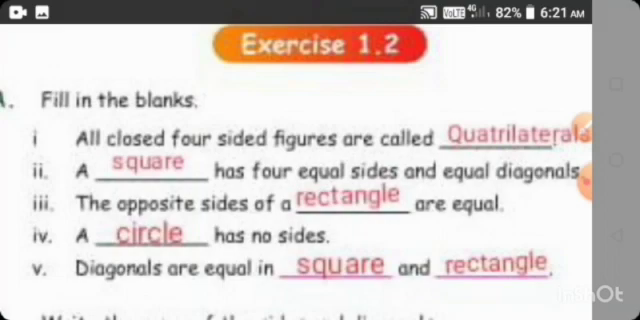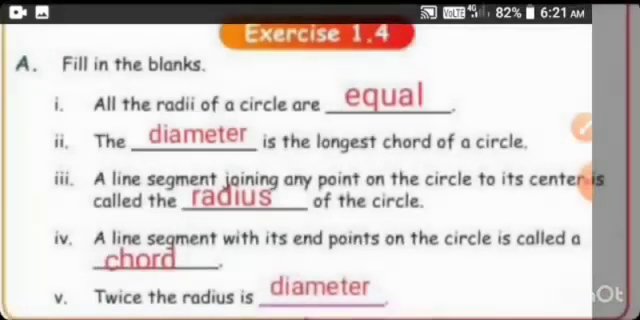And third one, the opposite sides of a dash are equal. Only a rectangle has equal opposite sides. And fourth one, a dash has no sides. Circle has no sides. And diagonals are equal in square and rectangle.